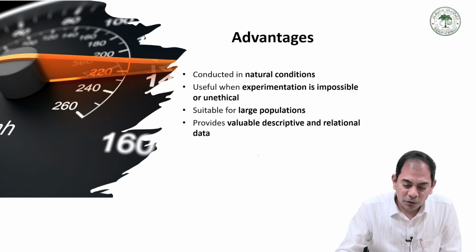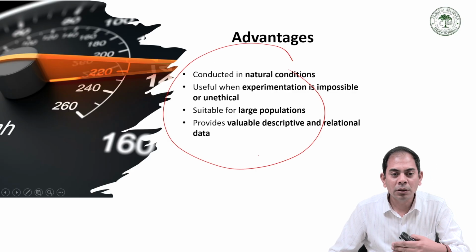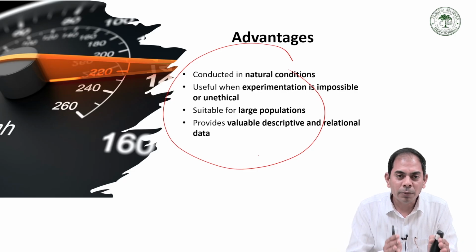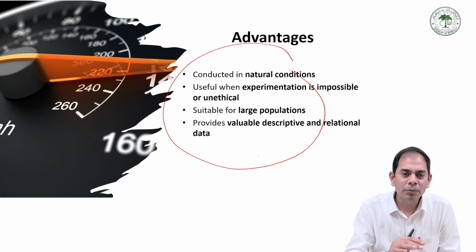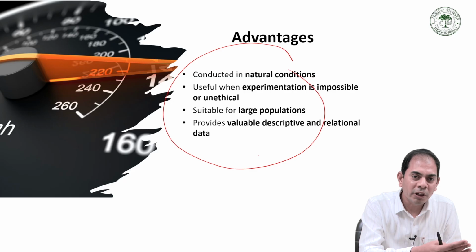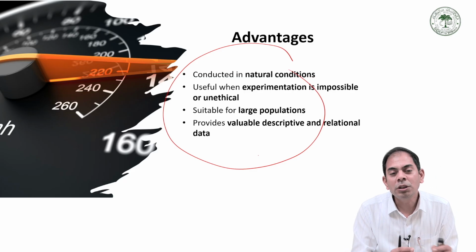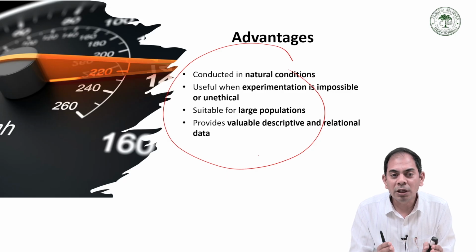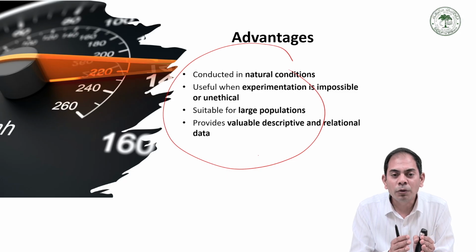What are the advantages of ex post facto research design? The research is done after the event happened, which means it is conducted in natural conditions. It is useful when experimentation is impossible or unethical. Sometimes it is not possible to experiment or manipulate the variable, and sometimes it is possible but unethical. In that case we go for ex post facto research. It is also suitable for large populations.